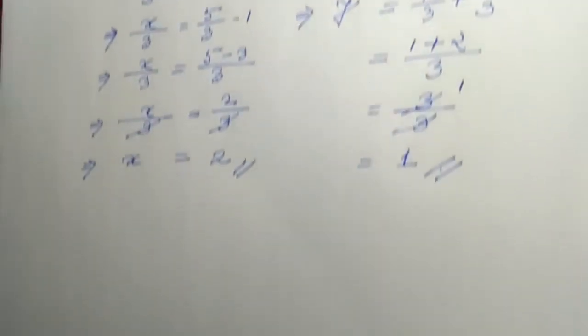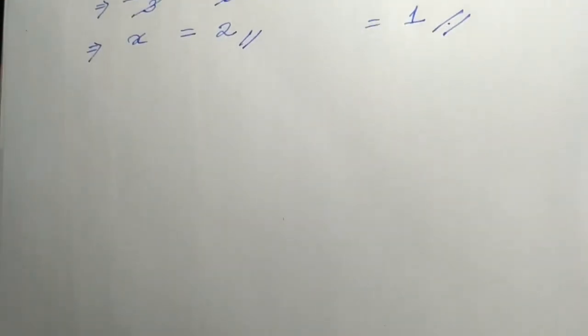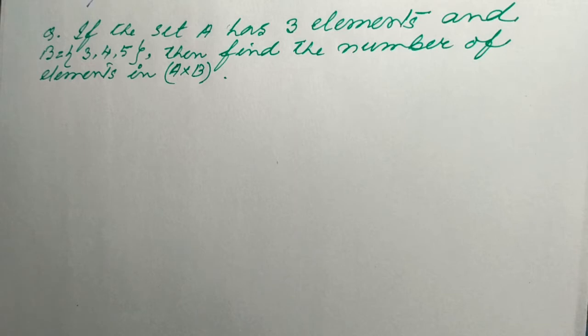Next we are going to discuss another problem. Here it is given that set A has 3 elements and B equals {3, 4, 5}, then find the number of elements in A × B. Let's solve it.